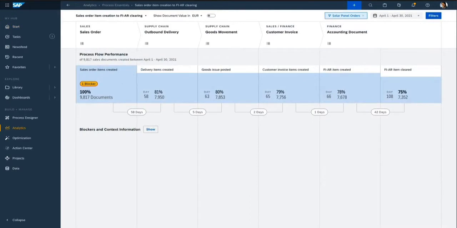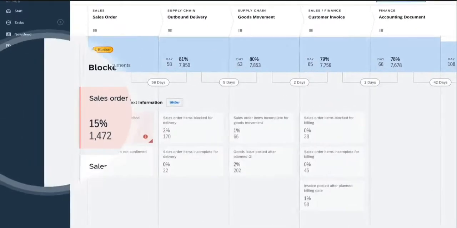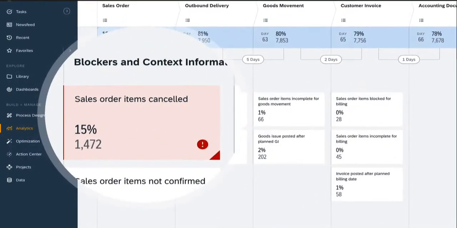What's happening? To find out more, I open the process flow for Lead to Cash. It gives me a quick overview of the overall process from sales to delivery and to invoice. In addition, I see blockers and context information. All of this just out of the box. For sales order, I see a high order cancellation rate.